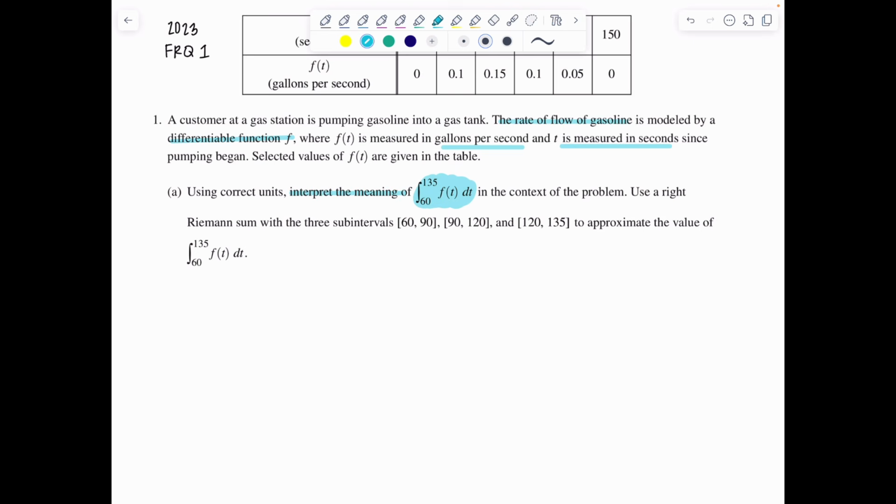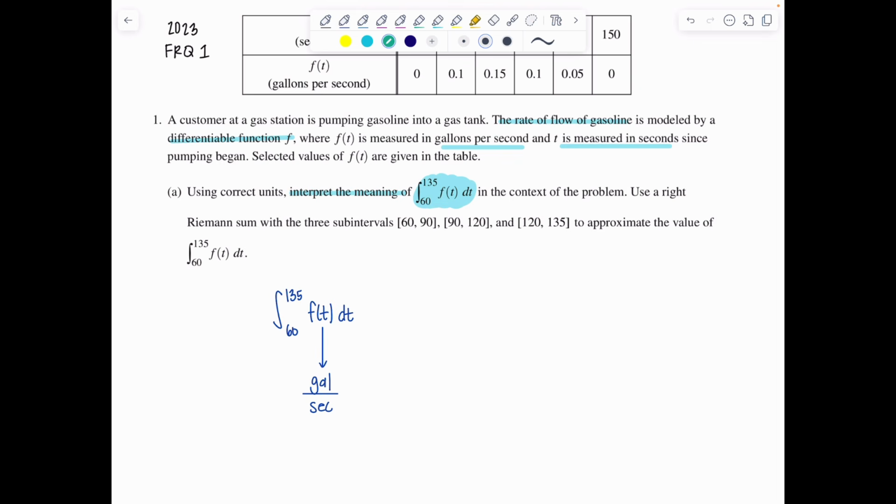And what's really helpful is to identify what the units are of that definite integral. So let's think about it. 60 to 135 f of t dt. Well, I know f of t has what units? What is it being measured in? They told me in the problem. f of t is measured in gallons per second. So f of t is in gallons per second.